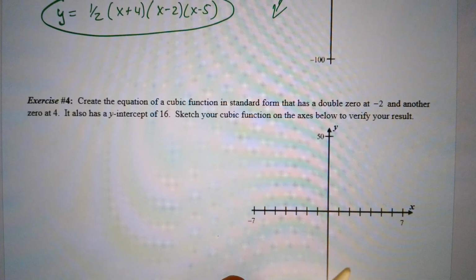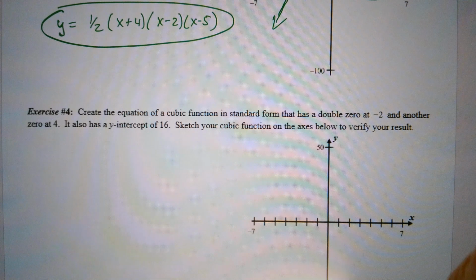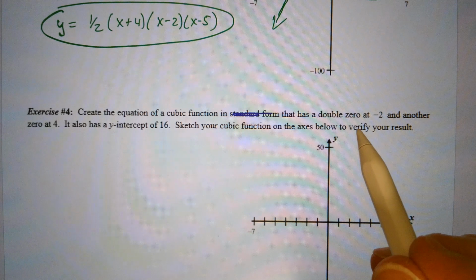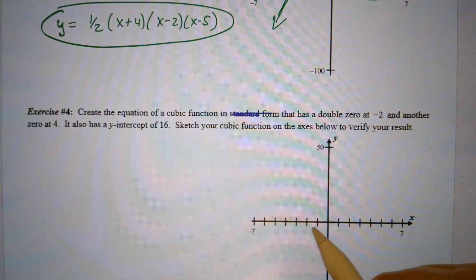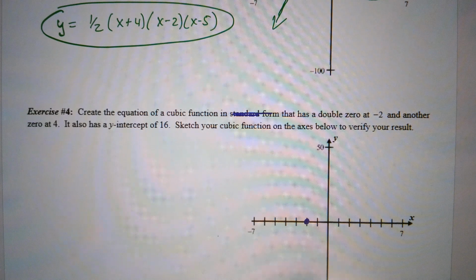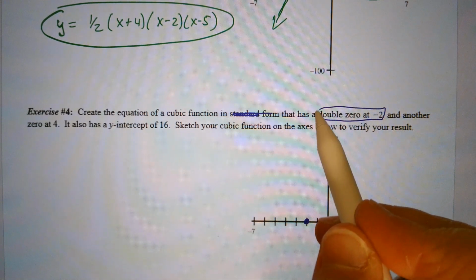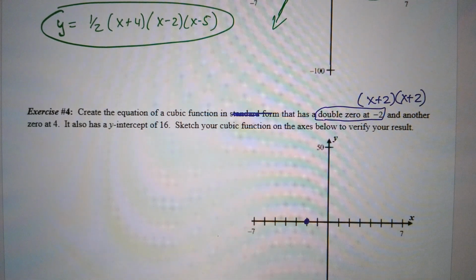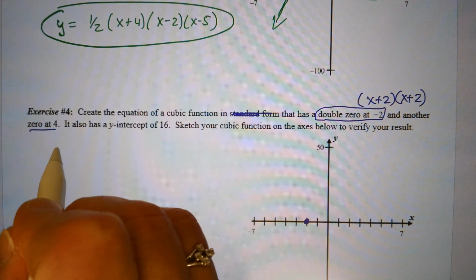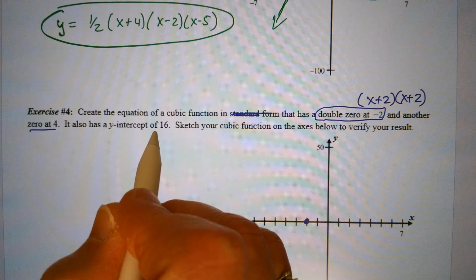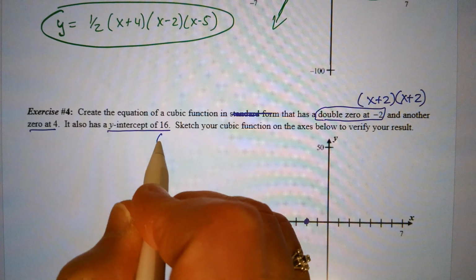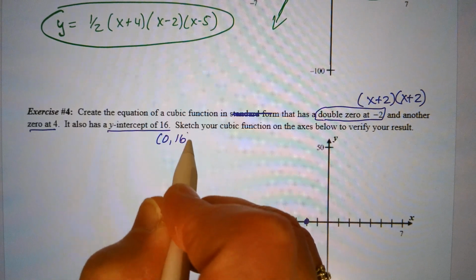Exercise 4, create the equation of a cubic function. Again, please, let's cross off standard form. We will leave it in factored form. That has a double zero at -2. That means at -2 here, it bounces off. So if it's a double zero at -2, x plus 2 is a factor 2 times. And another zero at 4. It also has a y-intercept of 16. This y-intercept of 16 means an x value of 0, a y value of 16.